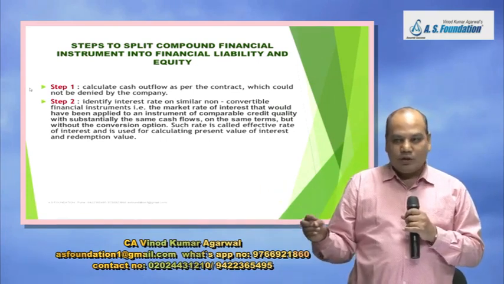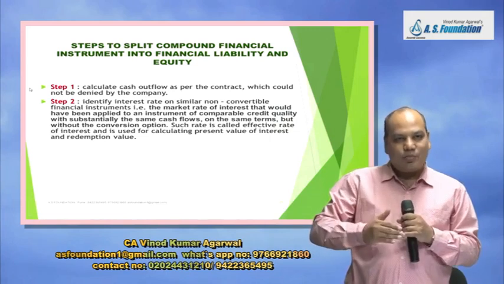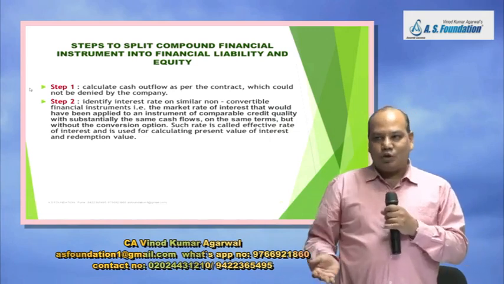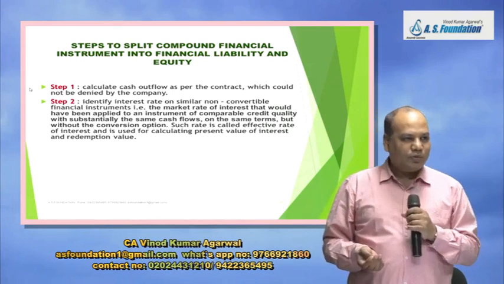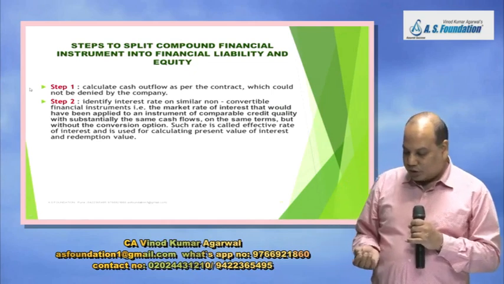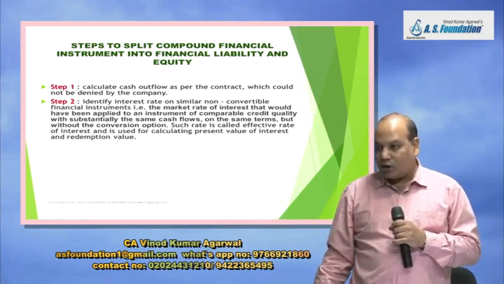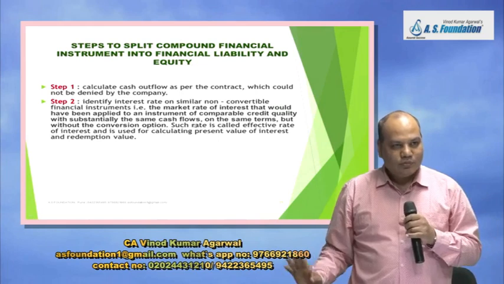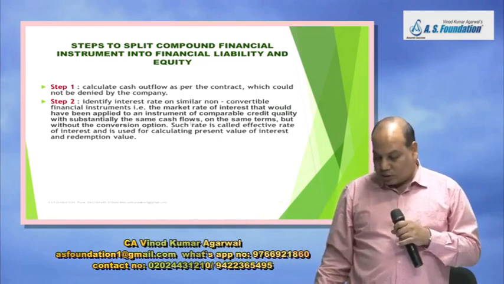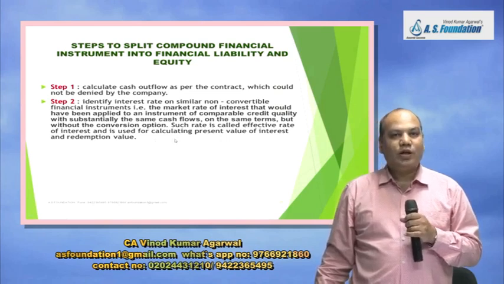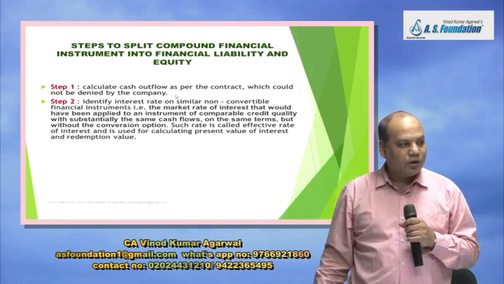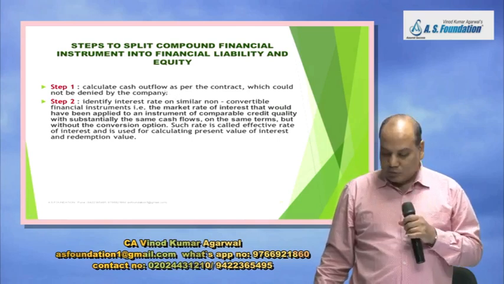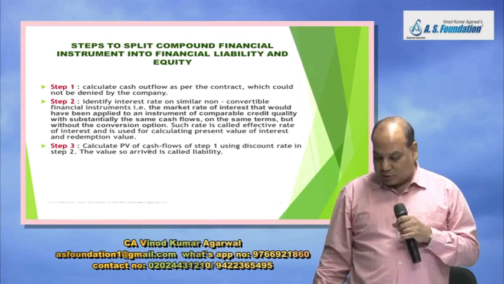Is it right? That means had I issued the same bond without a conversion option, what rate of interest I would have offered to the investor? So take the market rate of interest. As a student, this is always given to you. This is also called the effective rate of interest and is used for calculating the present value of future cash flow as computed in step number 1. So you'll get the present value now.